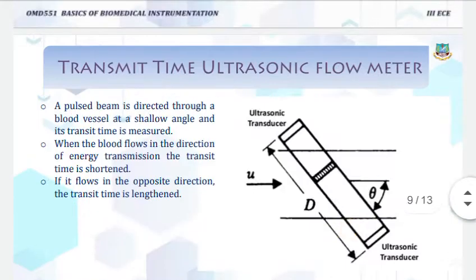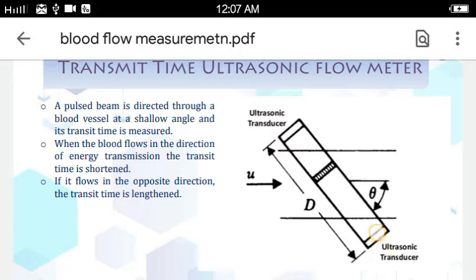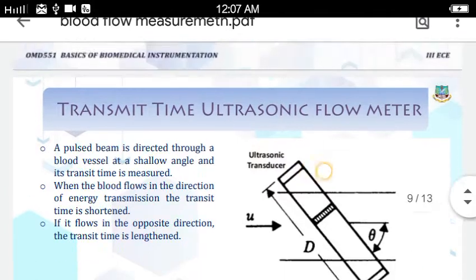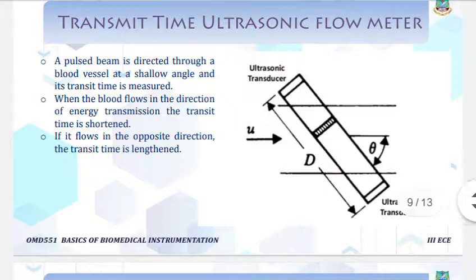I already showed that from this transducer to this transducer they will transmit, and again it receives. So this downward direction is the downstream transit time, they will measure the downstream transit time. From here to here, they will measure the upstream transit time.